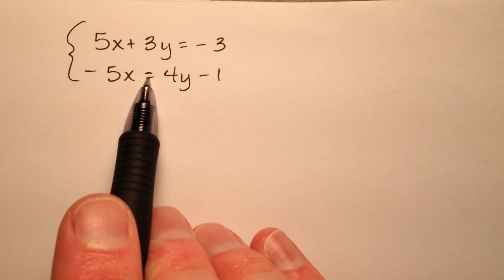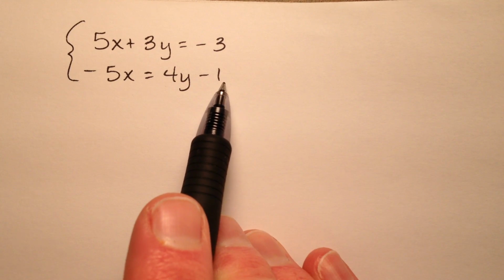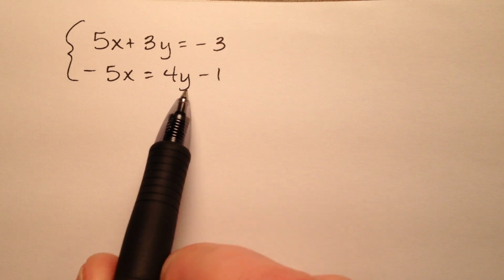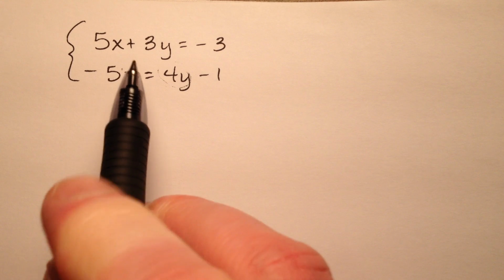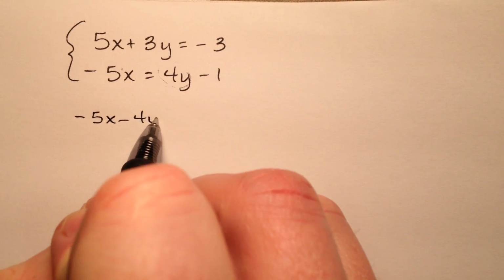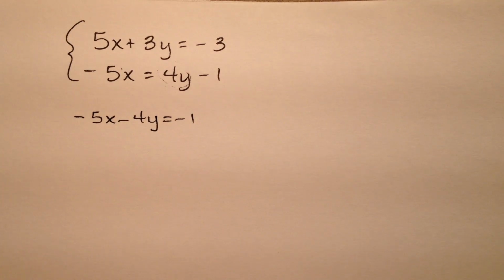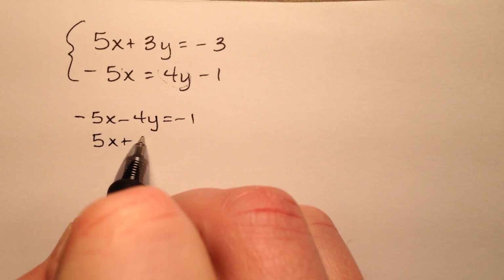So this one is x equals, and then it looks like our y term is over here on the right side with our constant. So in order to write this one in standard form, I'm going to go ahead and subtract the 4y, bring it over to the left. So I have negative 5x minus 4y equals negative 1. I'm going to go ahead and rewrite this first equation right underneath it.